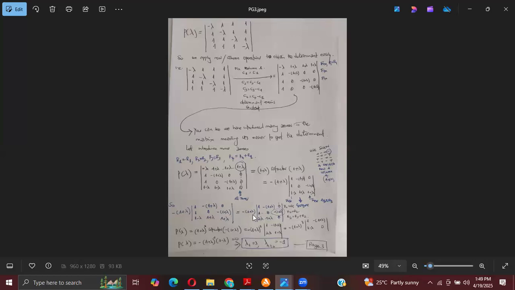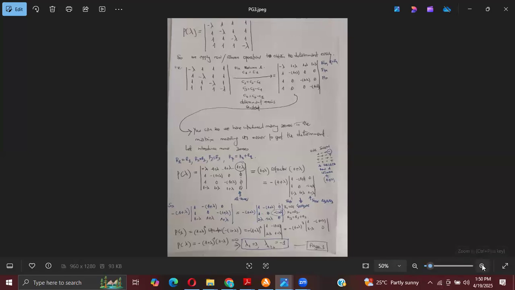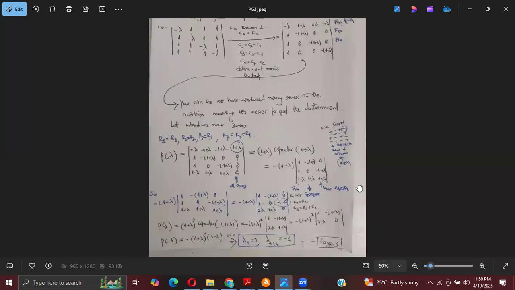So next you have minus 1 plus lambda times this guy, so you get minus minus, so 1 plus lambda squared, times the cofactor of minus lambda, this one. You delete the row and the column where it is, and you end up with 1 plus lambda. Hopefully you can see, by the way. Zooming in. I hope it makes sense. Right, so you end up with this matrix.